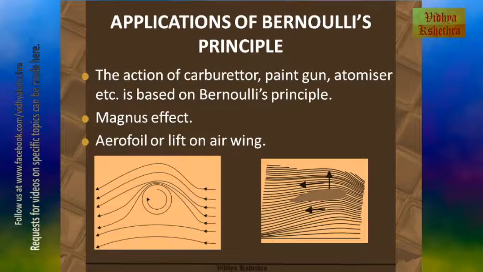Then aerofoil or lift on air wing. The air wings of aeroplanes are shaped such that they cut through the air in motion such that a higher pressure is developed at the top of the wing and a lower pressure is formed at the bottom of the wing, resulting in an upward lift on the wing.